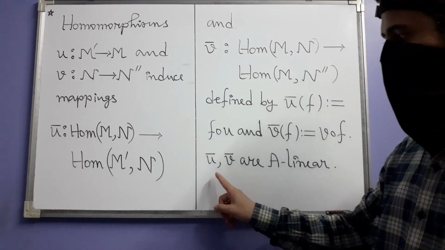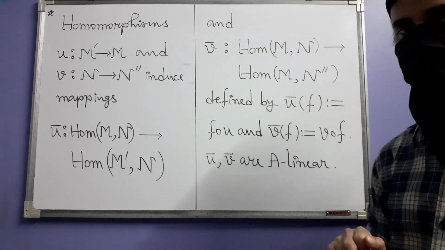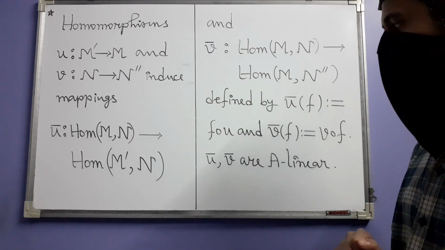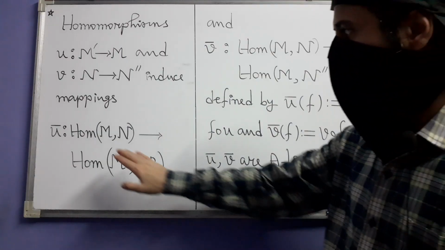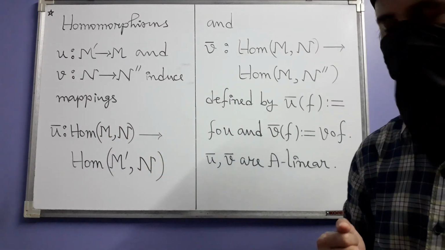Then this is what we can say about these functions, that both of them are A-linear, that is, they are A-module homomorphisms. Does that even make sense? Yes, it makes sense, because just like M, N, M prime, N double prime, these are A modules.